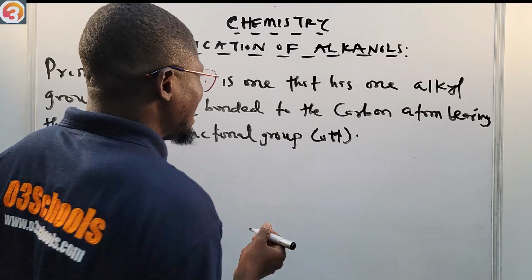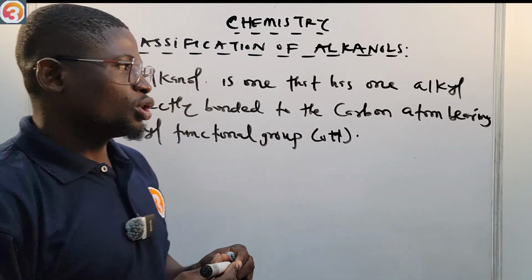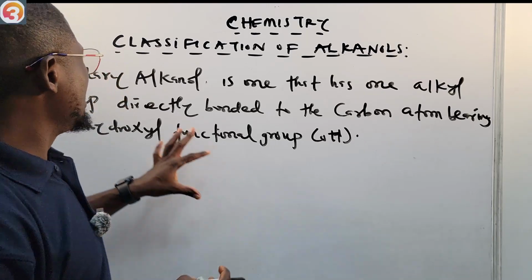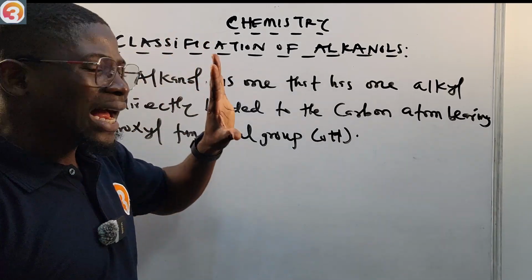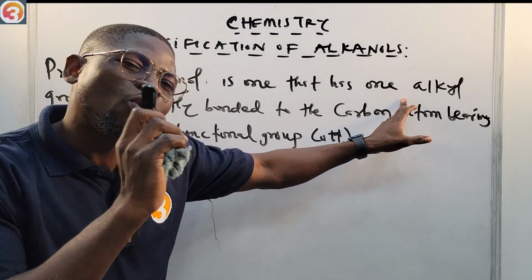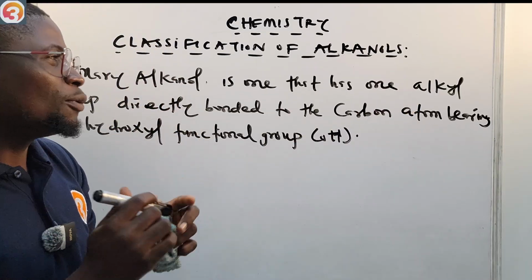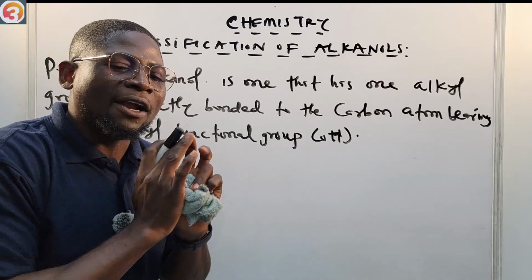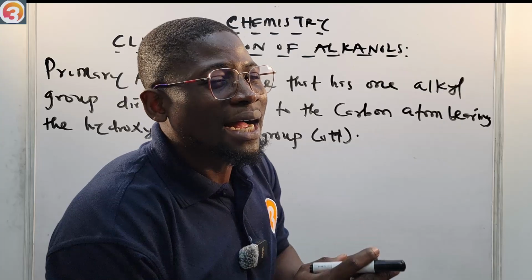I'm trying to write it out for you as if you are babies, so that you fully understand it. A primary alkanol is one that has only one alkyl group. This alkyl group could be any alkyl group. And of course, we have talked about how alkyl groups are formed.